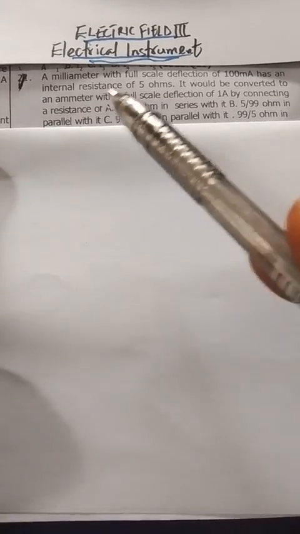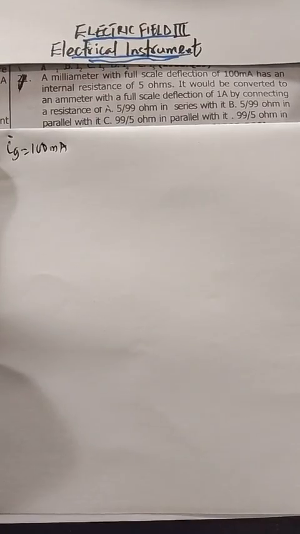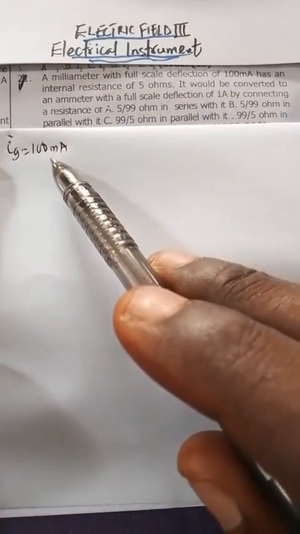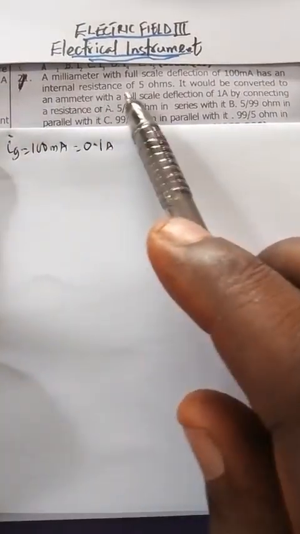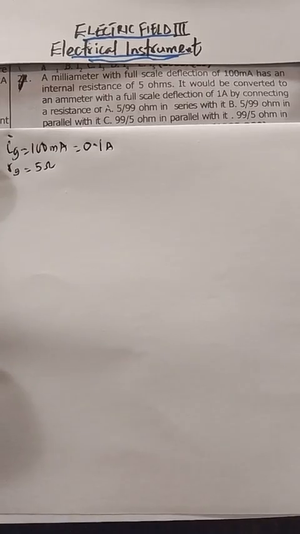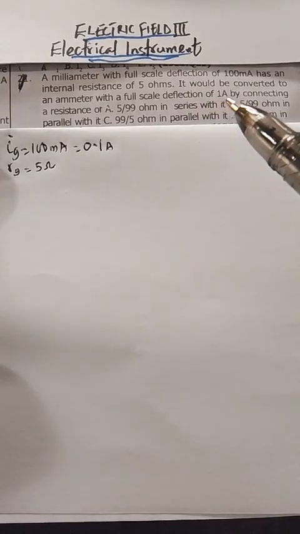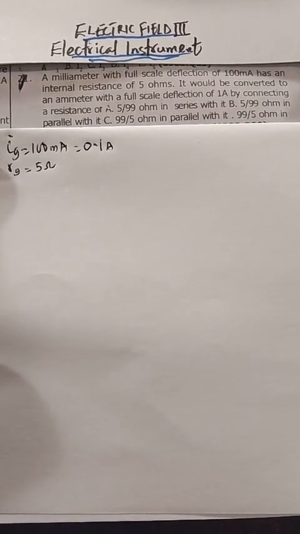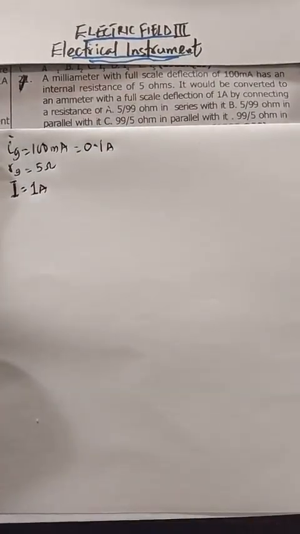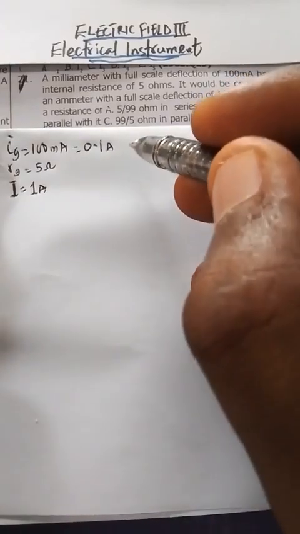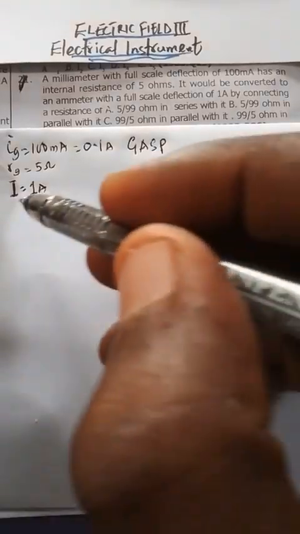Okay, next question. A milliammeter or galvanometer with full scale deflection current of 100 milliamperes, that is Ig. Milli is 10 to the power of minus 3, so if you replace milli with 1 over 1000, you get 0.1 amperes. It has an internal resistance of 5 ohms, that is Rg, and it will be converted to an ammeter with a full scale deflection of 1 ampere. So we want it to measure up to 1 ampere. This can be done by connecting a resistance of what? This time around, we want to convert the galvanometer to an ammeter, so we need a shunt in parallel. So let's look for the shunt resistance.